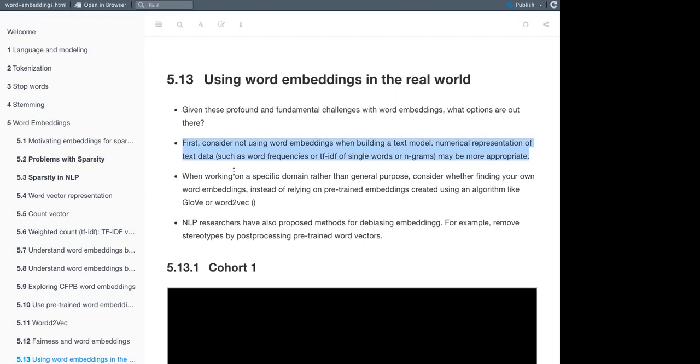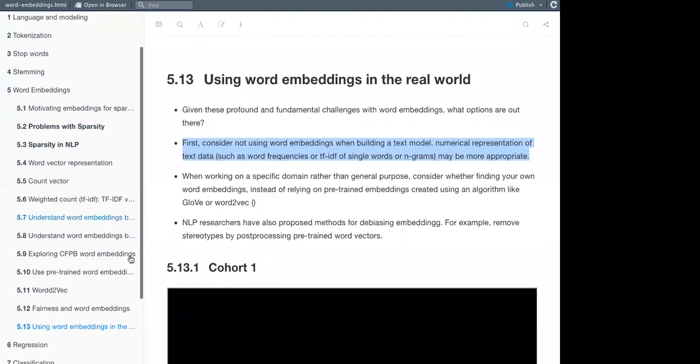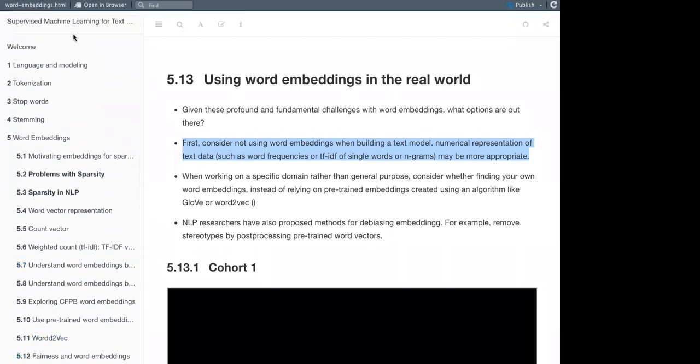For example, if you are working in a specific niche domain, like medical, you may not necessarily use pre-trained word embeddings. You can create your own embeddings, which may be better than pre-trained ones. There is also a lot of discussion and methods on how to de-bias embeddings, for example, removing stereotypes by pre-processing pre-trained word vectors. So you remove some kind of bias before using them. This is one way to do that. All right, so I think this is all I have for this chapter.